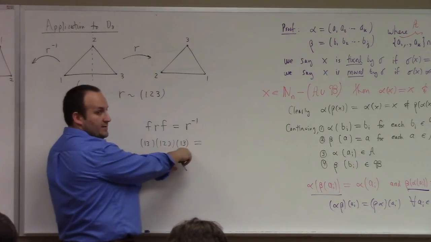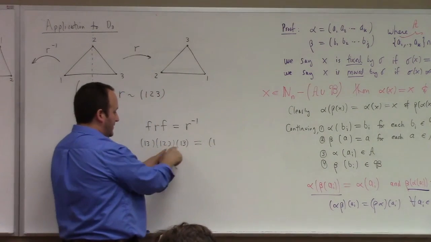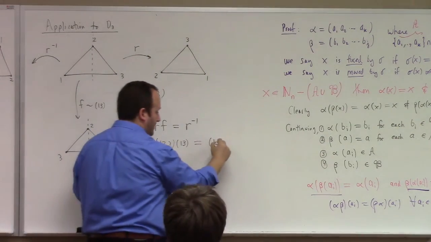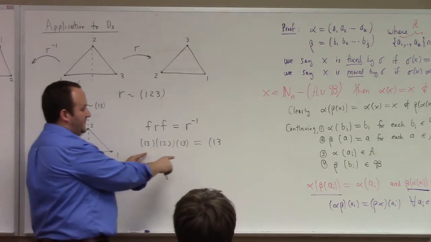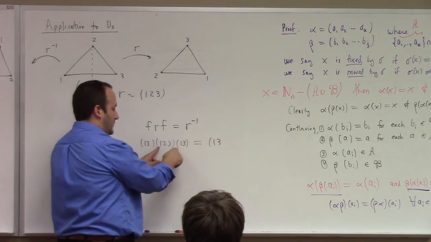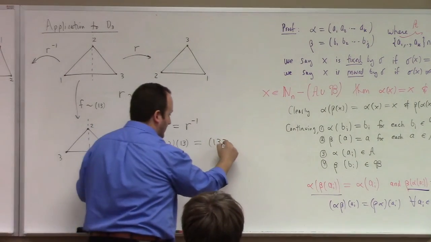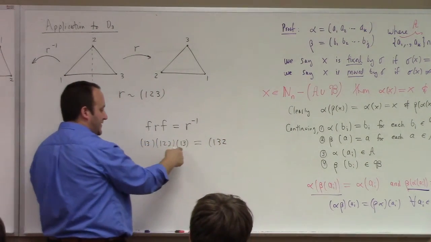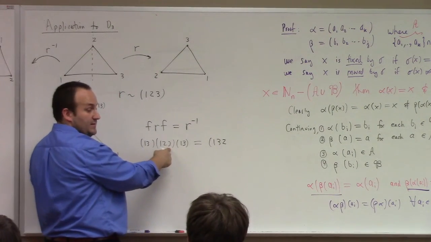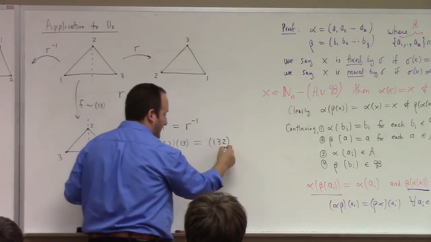So let's try it. 1, 3. Start out with 1. 1 goes to 3. 3 goes to 1. 1 goes to 3. What happens with 3? So I get to 3. 3 goes to 1. 1 goes to 2. And 2 stays put, so 2. If I track through 2, what happens? 2 goes to 3. 3 goes to 1. So 2 goes to 1. Circle's complete.